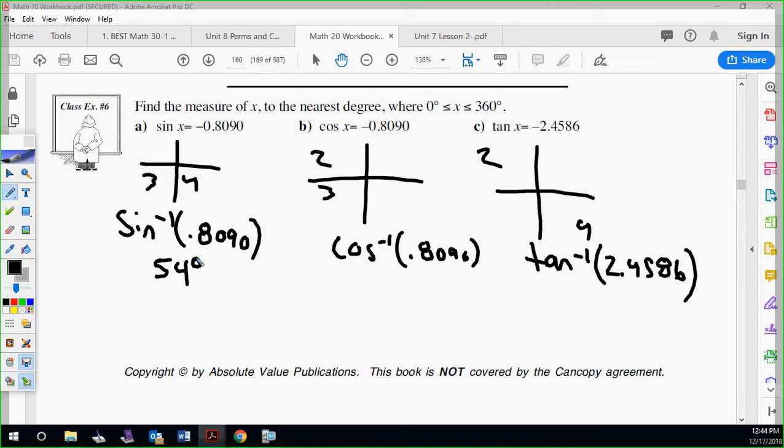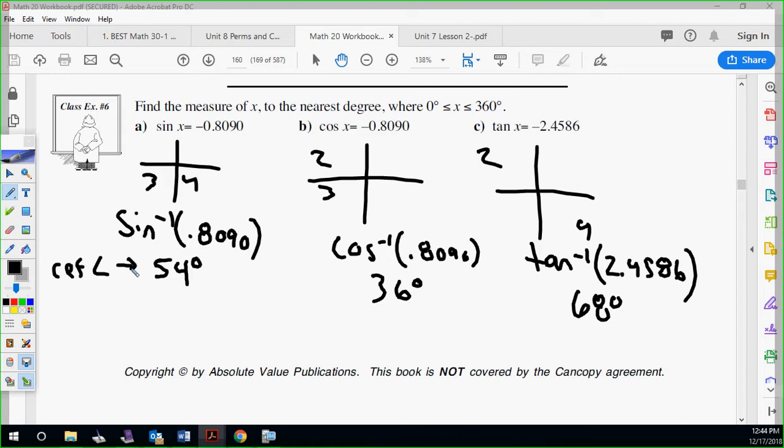So what's the degree of the cosine one? 36. We're going to do that last. We're just finding the reference angles of all three, and then we'll do the work to finish for all three. Okay, what about tangent? 68. Okay, all right, so that's my reference angle line. We found the reference angle for all of them, and now we're going to find the answers.